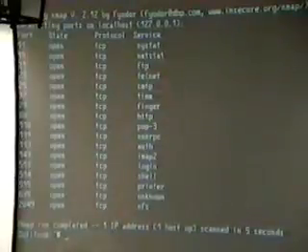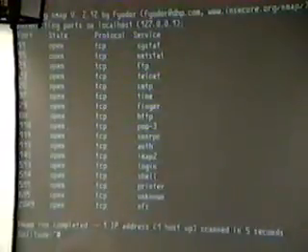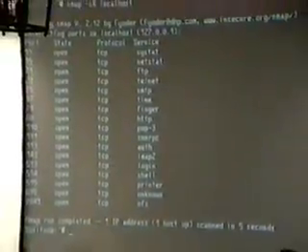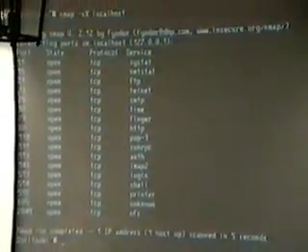Don't know. Oh, yeah. This is Theodore. He wrote Nmap, actually.